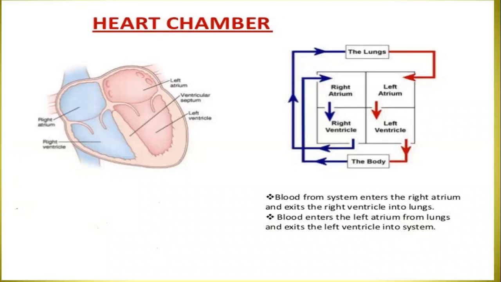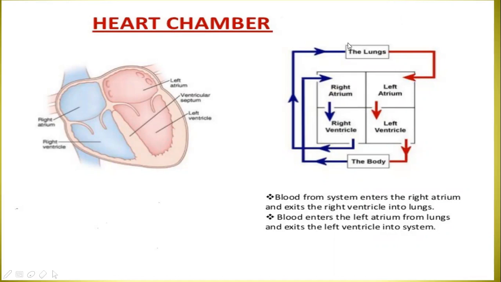If you look at the diagram, it shows the blood flow between the left atrium, left ventricle, right atrium, right ventricle, body and the lungs. The red line represents oxygenated blood and the blue line represents deoxygenated blood. The body sends deoxygenated blood to the right atrium. The right atrium sends it to the right ventricle, and the right ventricle sends it to the lungs.